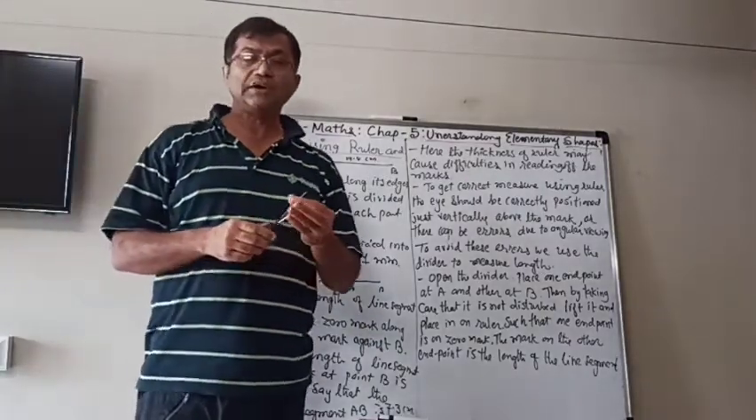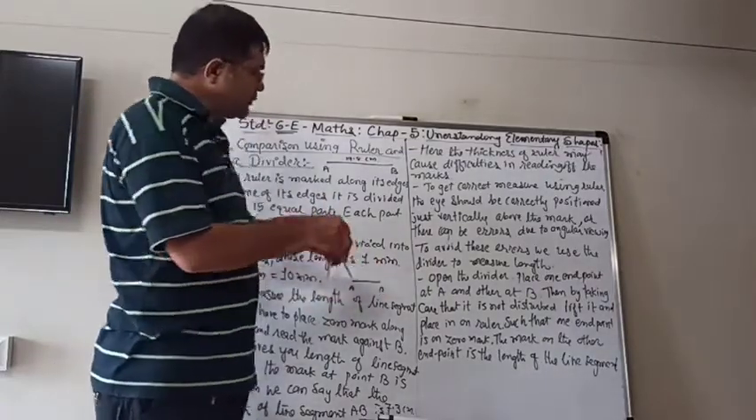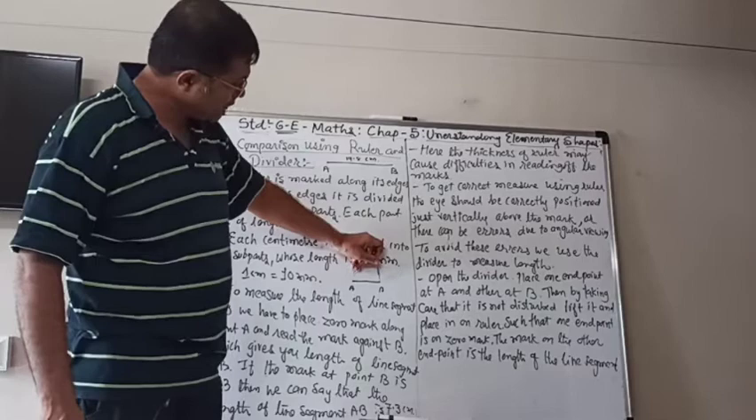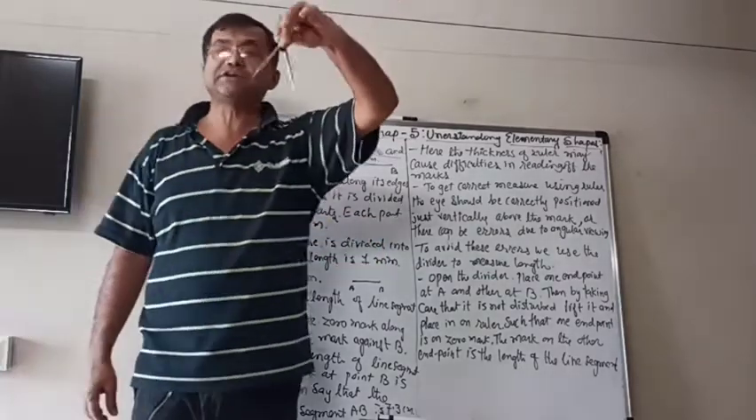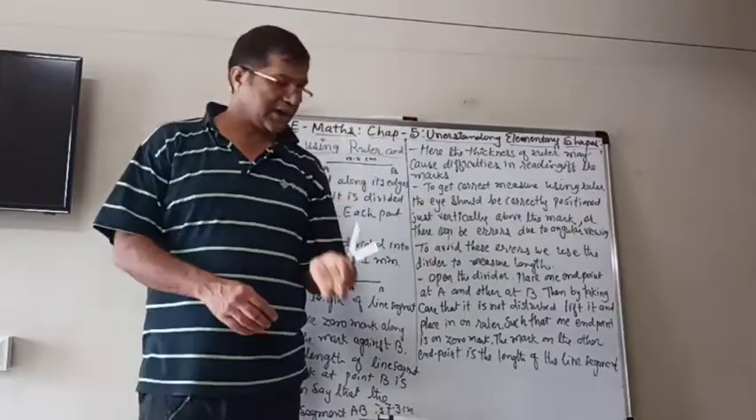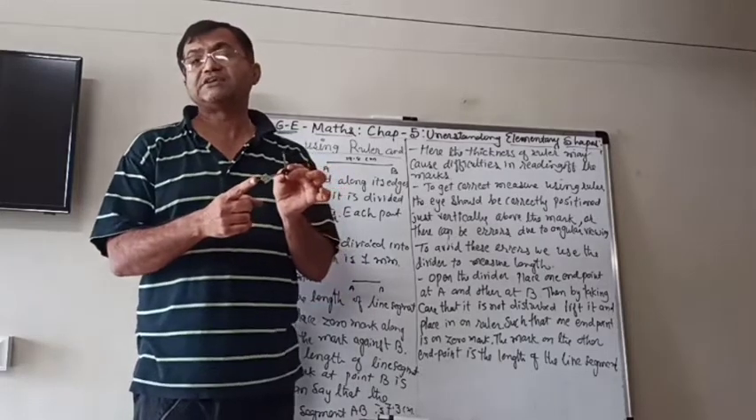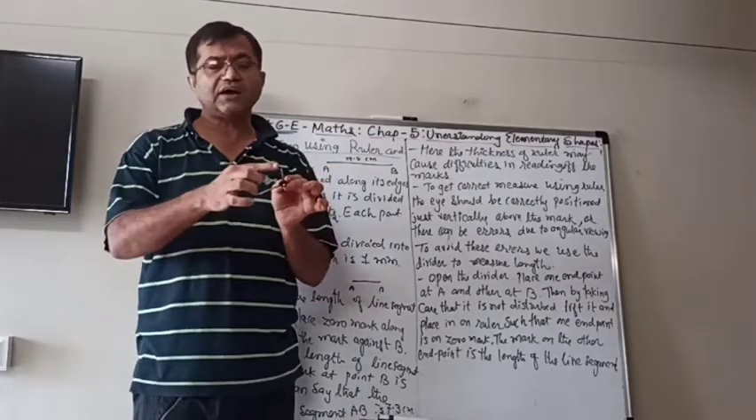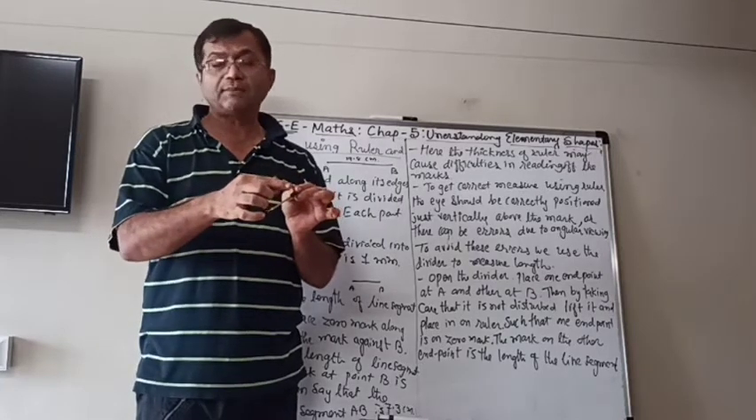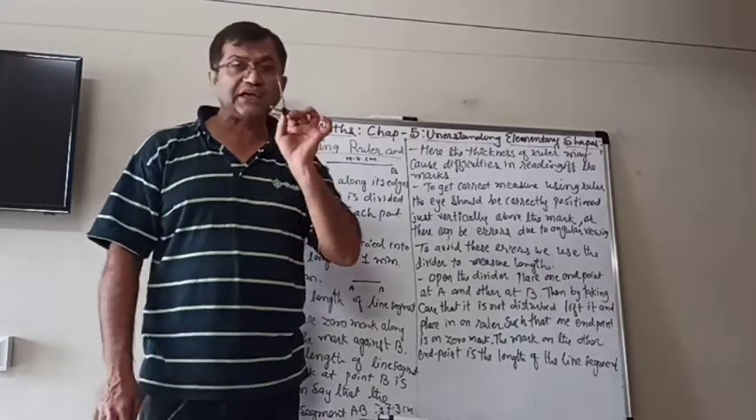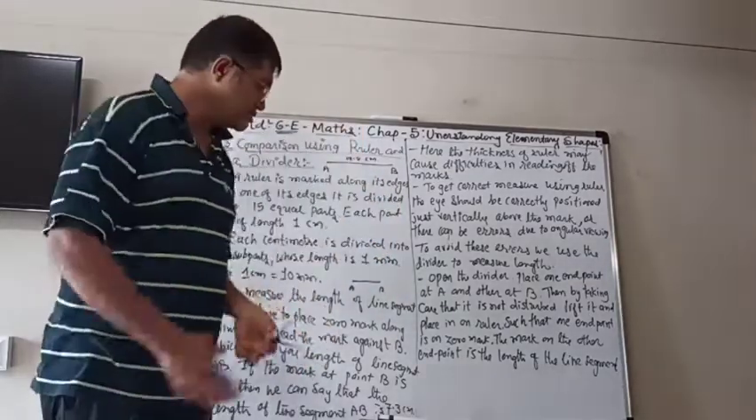So as I told you, the divider must be widened such that both ends come exactly on point A and point B. And then without disturbing it, you have to lift it and put it on the scale such that one of the ends stays at point 0 on the ruler, and then read the mark at the other tip, and that will be the exact, accurate length of the line segment.